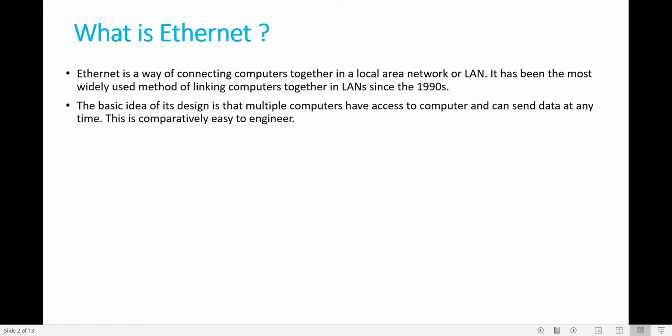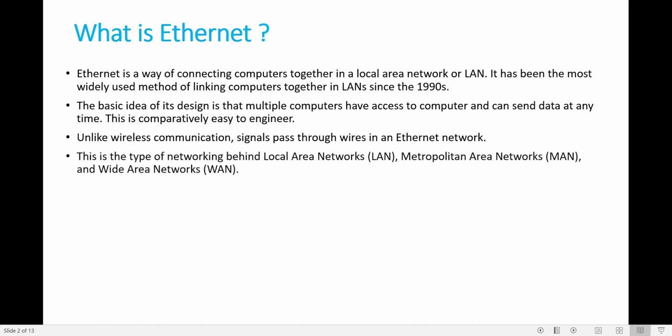The basic idea of its design is that multiple computers have access to a single computer or each other's data, and it can send data at any time to each other. So this is comparatively easy to engineer. Now, unlike wireless communication, signals pass through wires in an Ethernet network. This type of networking is used in local area networks, metropolitan area networks, and wide area networks, that is WANs.